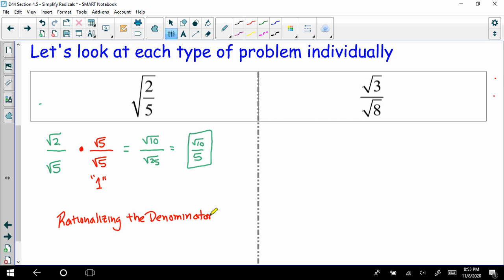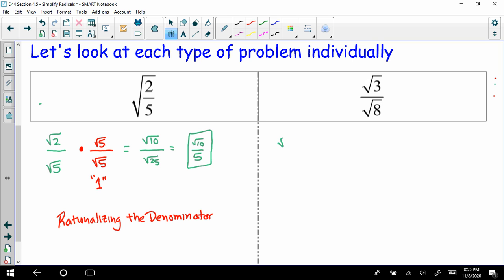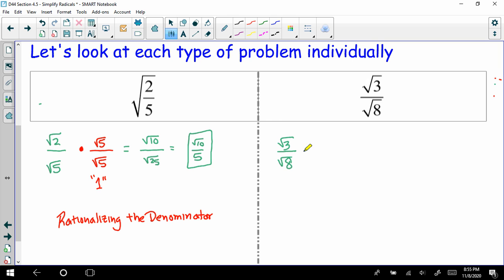Okay, let's try this again with a new problem. On this next one, they were nice. They already have the fractions separated. So radical 3 over radical 8. Our first step will be to rationalize. You just look at what is in the denominator, and that tells you exactly what you want to use. So radical 8 over radical 8.